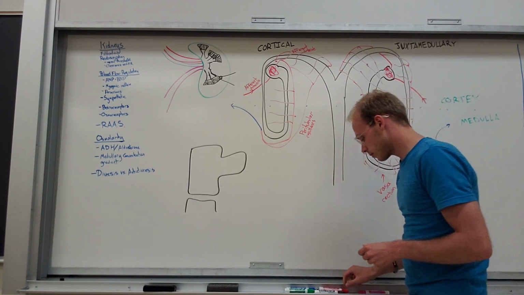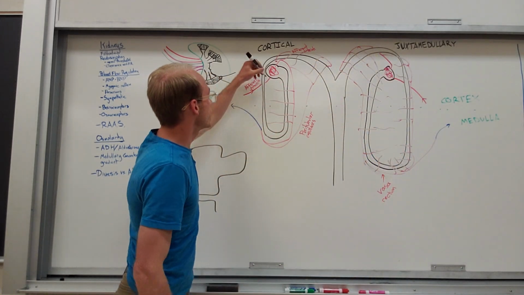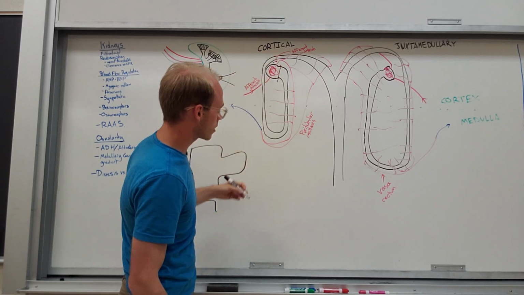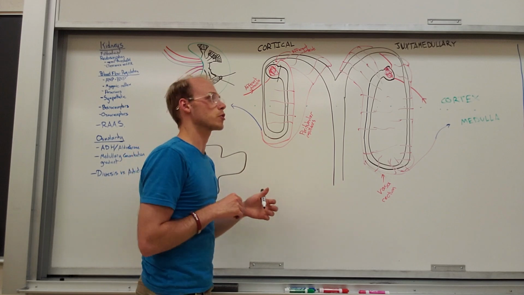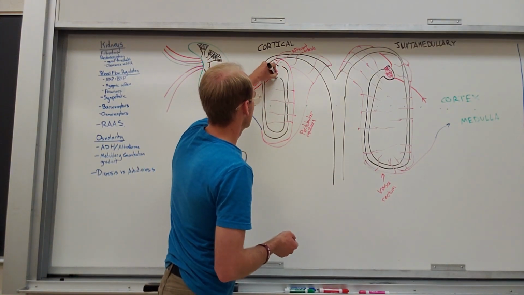Now we're going to name all the different parts of the nephron because it's awesome. This area right here, that bowl there, that's called Bowman's capsule or the renal corpuscle. Again, that's where the majority of the filtration, that's where all of the filtration happens.